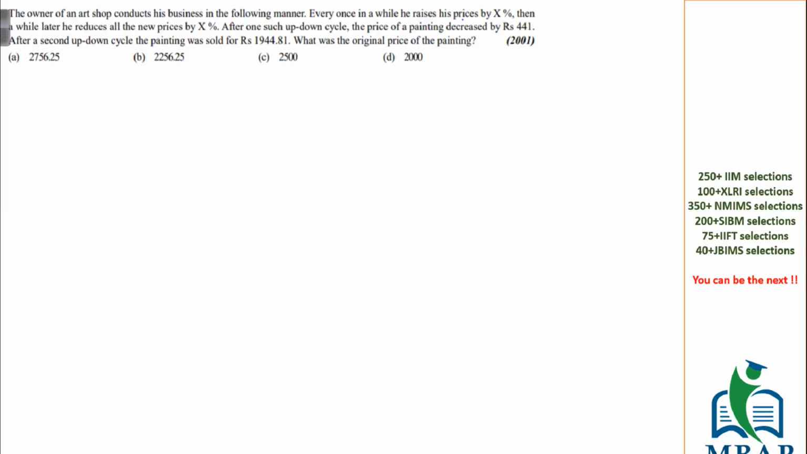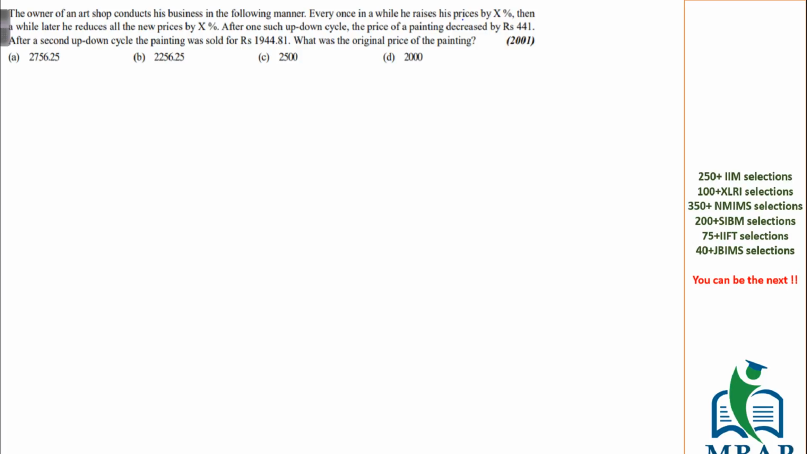To start off with, let's actually see some of the questions which will give you a very clear perspective about what the question intends to say. This is a 2001 question of CAT which I am teaching you live. The question says, the owner of an art shop conducts a business in the following manner. Every year in a while he raises the price by X percentage and later he reduces the new price by X percentage. After one such up-down cycle, the price obtained is reduced by 441 rupees on the original price.